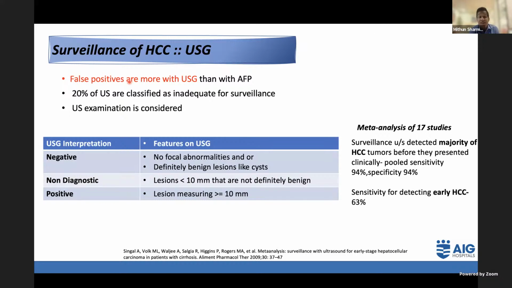But how do we interpret an ultrasound? So if the radiologist is 100% sure that there are no focal abnormalities, or he has found some definitely benign lesions like a cyst, we call it a negative surveillance or HCC screening. However, if the lesions are less than 10 millimeters and the radiologist is not certain that they are benign, we call it non-diagnostic. And any lesion greater than or equal to 1 centimeter on an ultrasound in the background of a high risk of HCC, more so in cirrhotics, should be considered as a positive interpretation of an ultrasound and needs further cross-sectional imaging to diagnose or detect early HCCs.